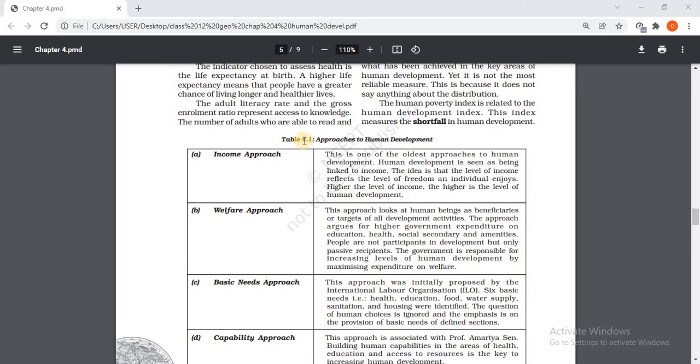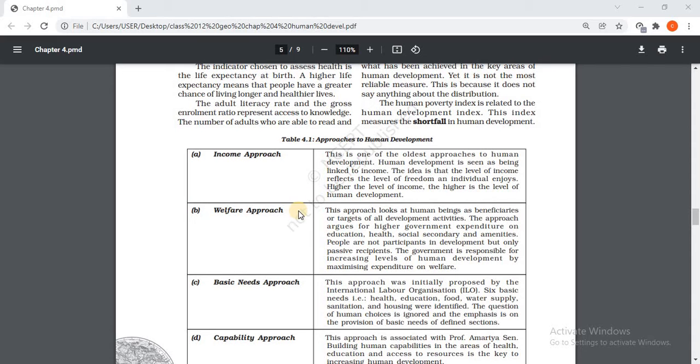Table 4.1 Approaches to human development. A. Income approach. This is one of the oldest approaches to human development. Human development is seen as being linked to income. The idea is that the level of income reflects the level of freedom an individual enjoys. Higher the level of income, higher is the level of human development.